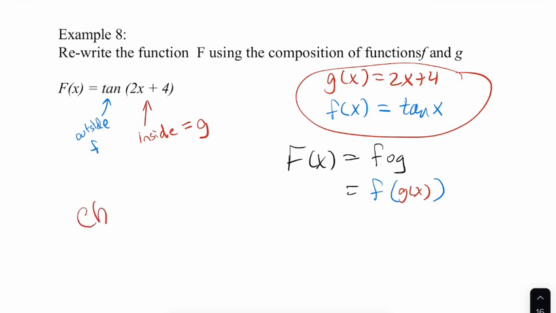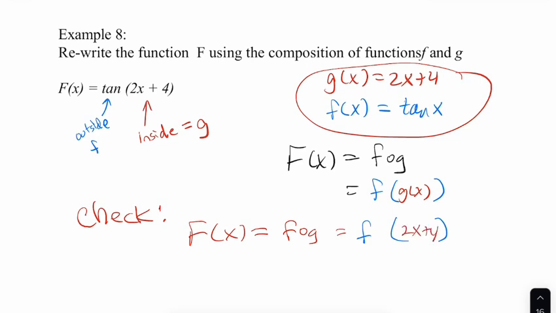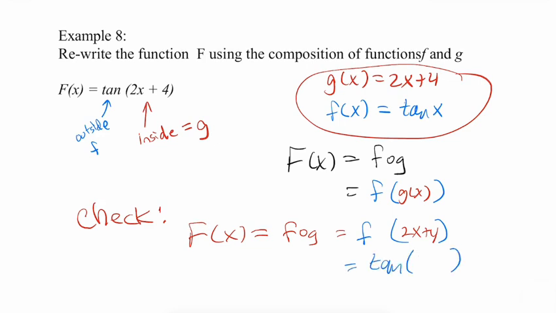Let's do a little check. What would F of x be? Well, F of x is f of g. So we're going to take our f function and we're going to plug in g. What's g? We made it 2x plus 4. So if we put 2x plus 4 as the input, isn't it going to go right here? Isn't that where we wanted it to go? So that's all it is. Don't make this harder than it has to be. So it is just the tangent of 2x plus 4. So it worked out.